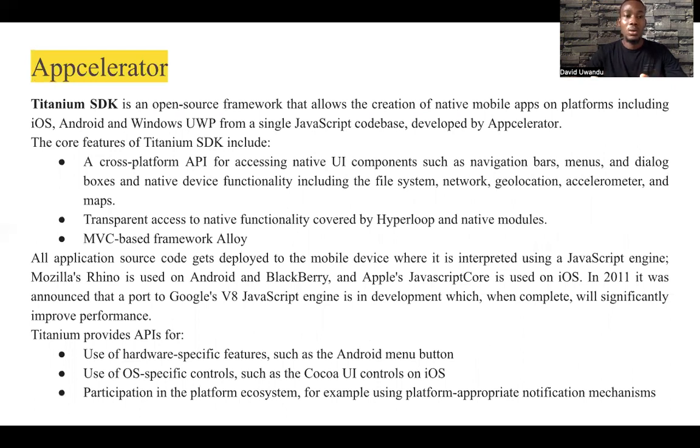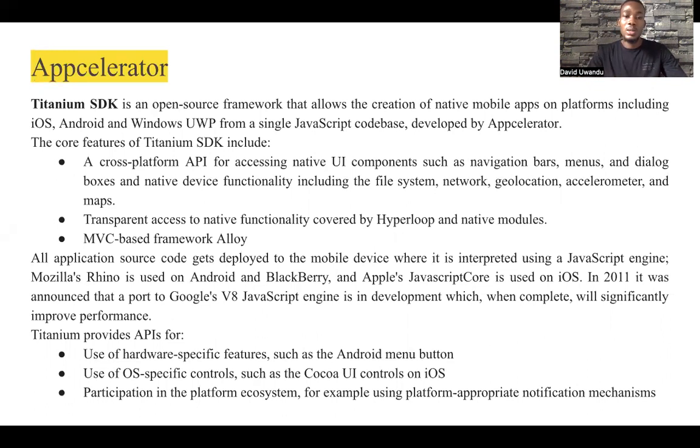Now, the few core features of Titanium SDK is the cross-platform API for accessing native UI components, such as the navigation bar, the menus, dialog boxes, and native device functionality, including the file system, network, the location, and many more. So what that does is that it has the ability to access these native components of your iOS or your Android or your Windows. And also in that way, they help the app to function as a native app.